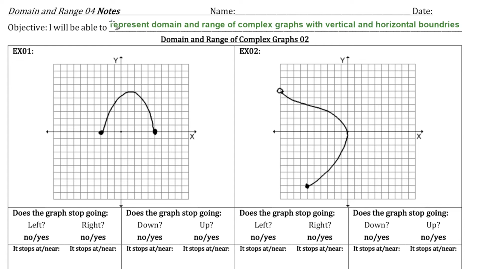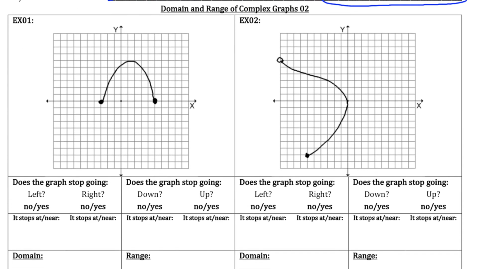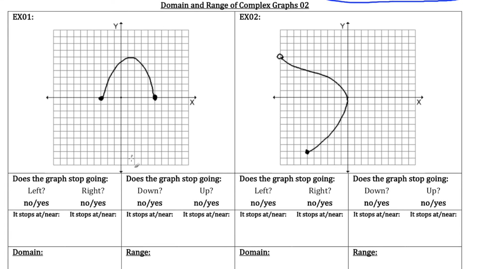All right, so in this lesson, we are going to represent domain and range of complex graphs with vertical and horizontal boundaries. So vertical and horizontal boundaries. Remember that domain are the x values and range are the y values.